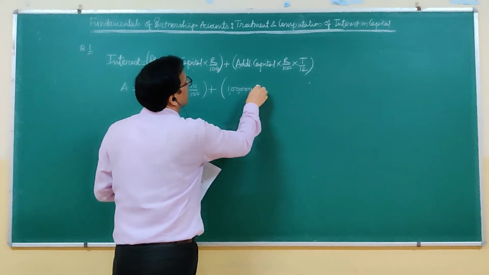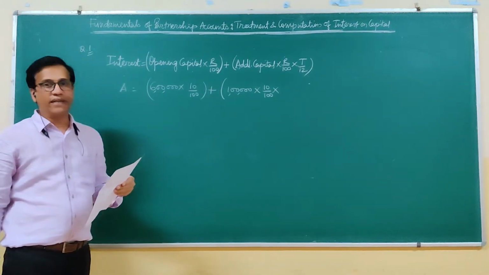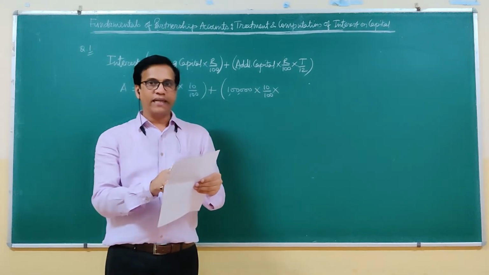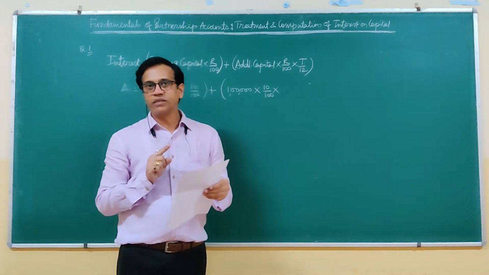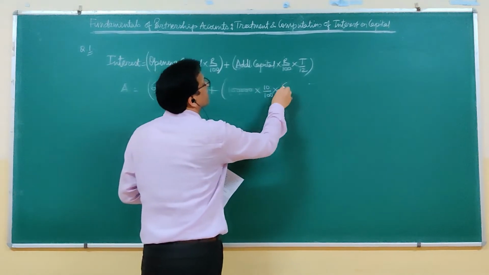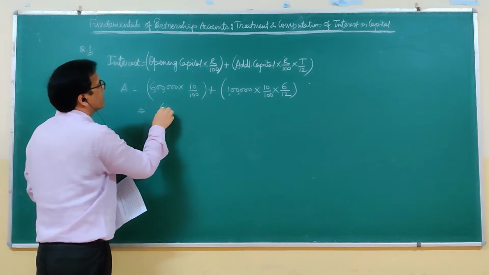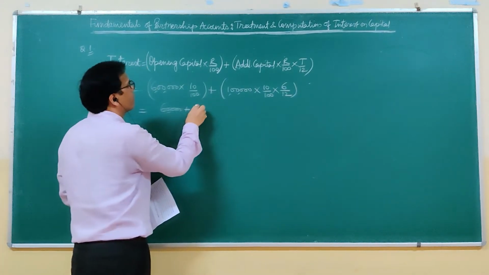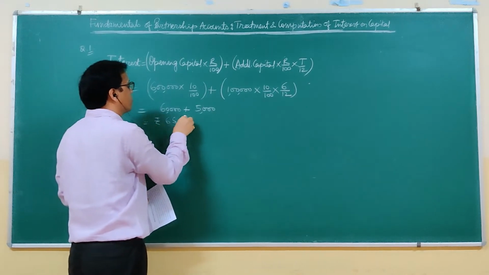And interest is 10%. This amount was introduced on 1st October 2019. So from 1st October 2019 to 31st March 2020, being the closing date of the year, we calculate the number of months. From 1st October you count up to 31st March 2020, it is a 6 months period. So for 6 months we calculate. So here 10% of 6 lakh is 60,000 plus, for 6 months, 10% on 1 lakh will be 5,000. So total interest for A is 65,000 during this year.